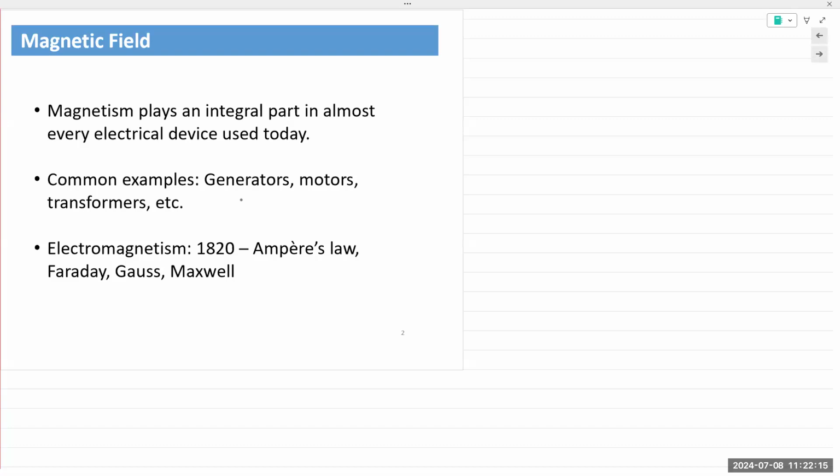Electromagnetism has been researched for several centuries. One of the most prominent periods was around the early 1800s with Ampere, Gauss, and Maxwell. They laid the foundation for electromagnetic theory, and much of the foundational work was done during that period.